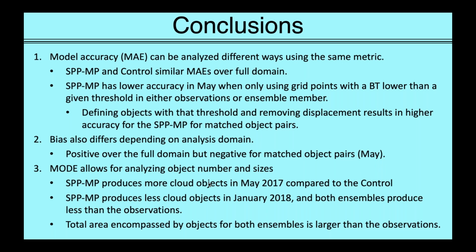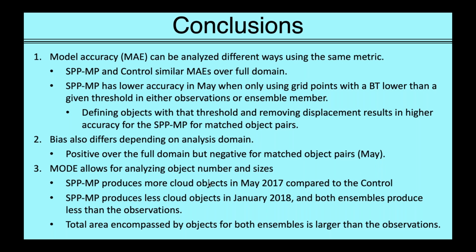The bias also differs depending upon the analysis domain. We saw it was positive over the full domain, but it was less positive and even negative for the matched object pairs. So it's positive over the full domain. That could be due to, like we saw, the lack of brightness temperatures between 270 and 250, so we're missing a lot of those lower clouds. But when we look at the upper level clouds, the brightness temperatures are more accurate once we remove displacement and once we don't account for any additional objects.